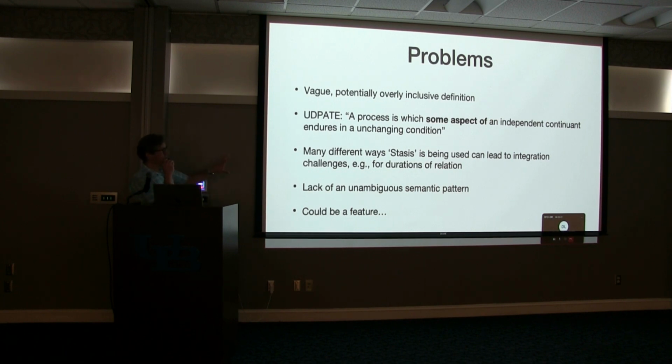We have a lot of different users of stasis, and they're being used in a lot of different ways. And there's no clear articulable pattern for which it's being used. So there's integration challenges when a bunch of ontologies within the same ecosystem are trying to use this class in all the different ways it's being axiomatized and so forth. And right now, there's no clear way to use it for asserting the duration of a particular relational configuration between two entities.